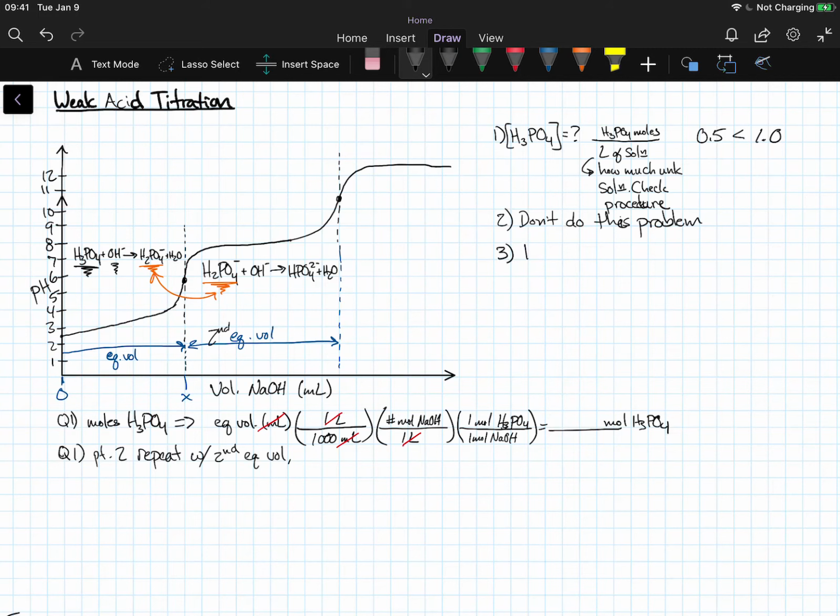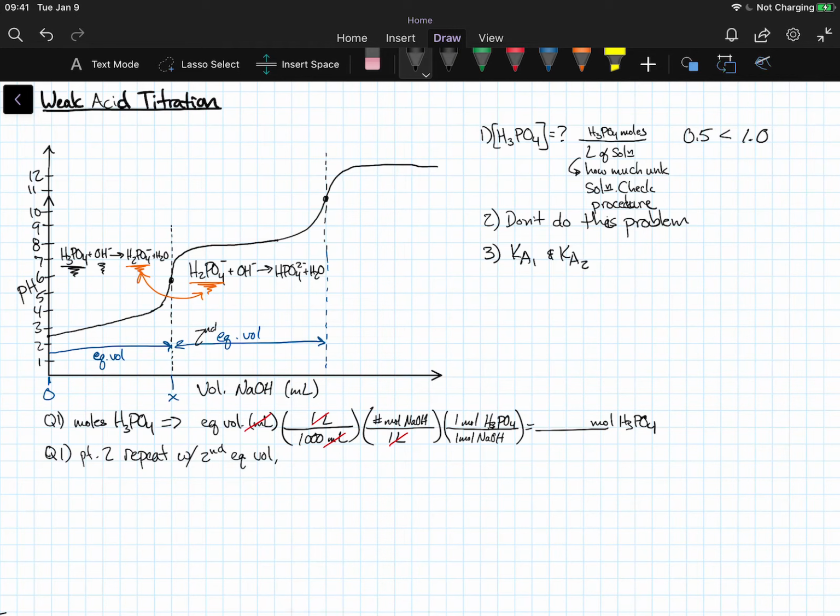Part 3, what are the values of Ka1 and Ka2? To do this, we're going to need to use an equation we haven't quite talked about in lecture yet. I'll be posting a lecture about that fairly soon here when we get to this chapter. It's the next chapter. We have this equation called the Henderson-Hasselbalch. I introduced this during lab.